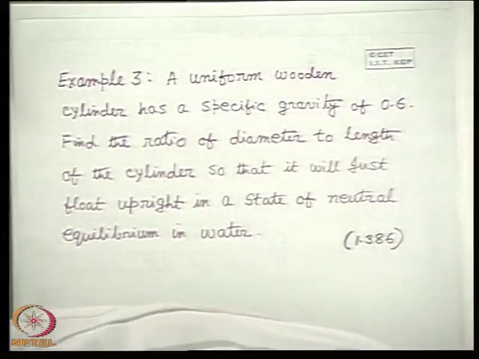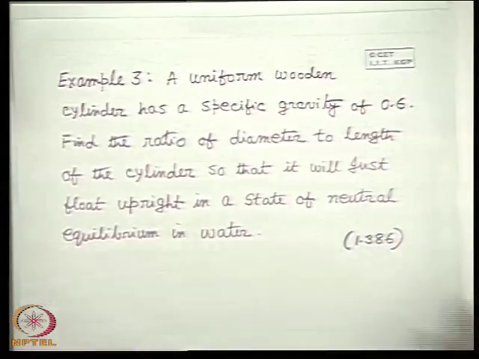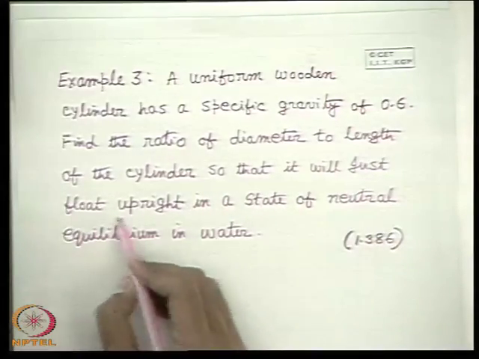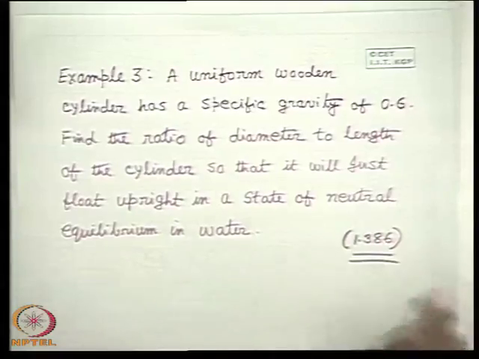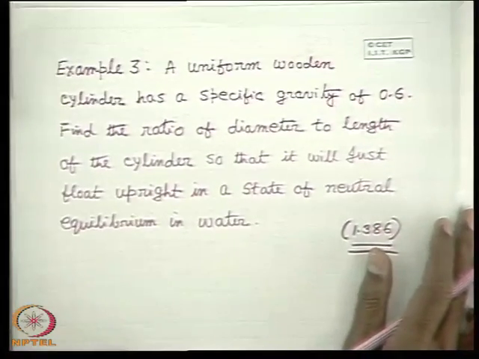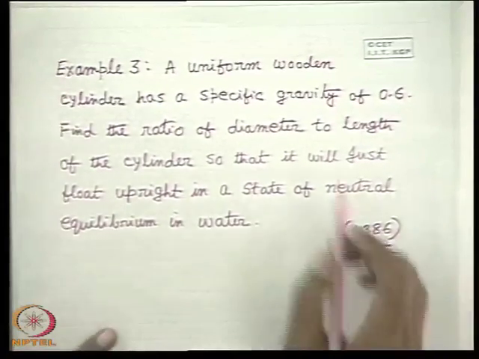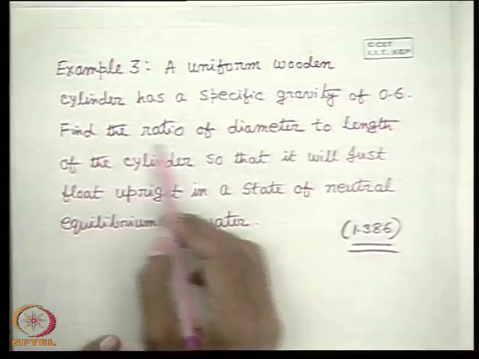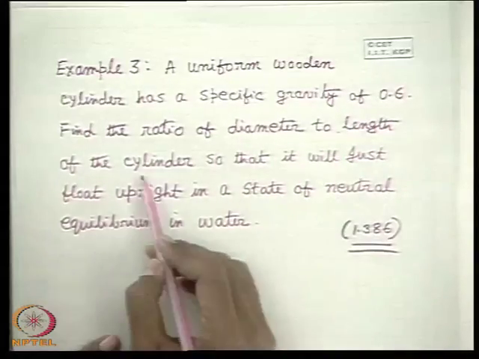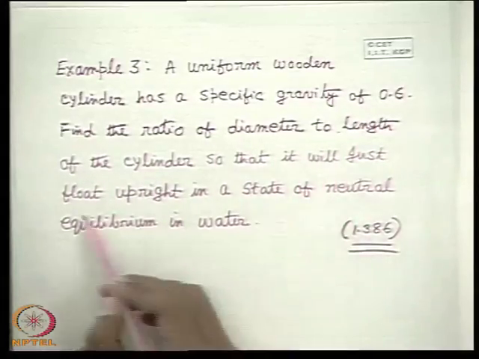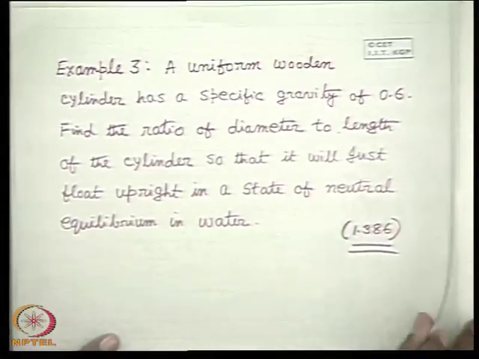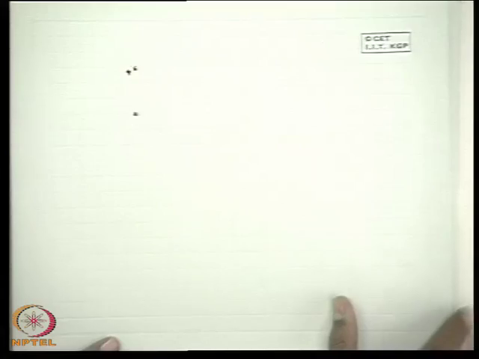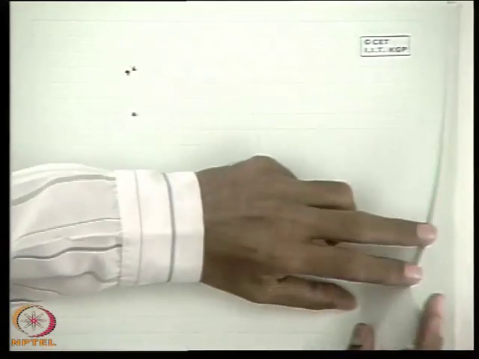so that it will just float upright in a state of neutral equilibrium in water. Probably it is one of the simplest problems in metacentric height. A uniform wooden cylinder has a specific gravity of 0.6. Find the ratio of diameter to length of the cylinder so that it will just float upright in a state of neutral equilibrium in water. Well, so this is a very simple problem.